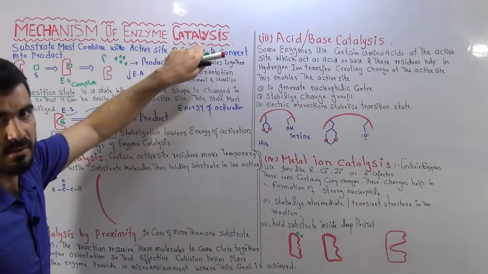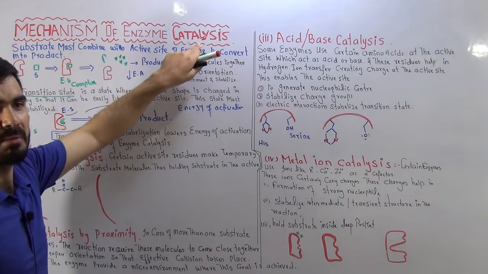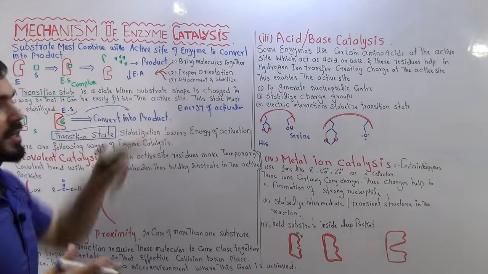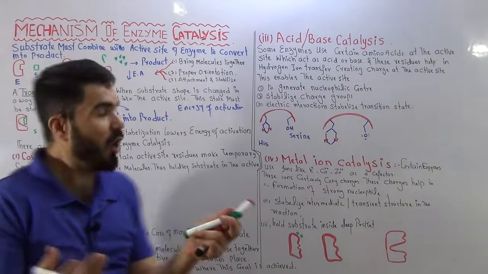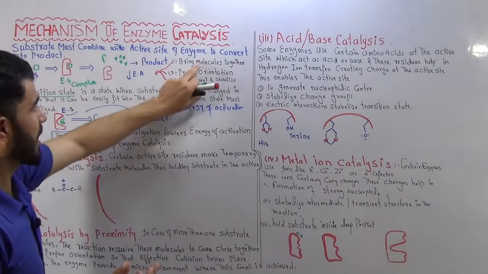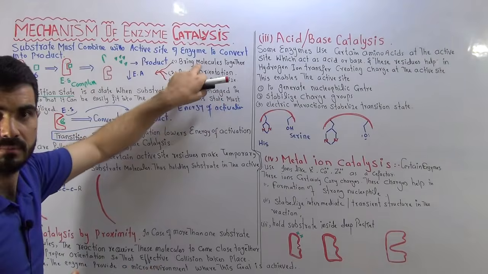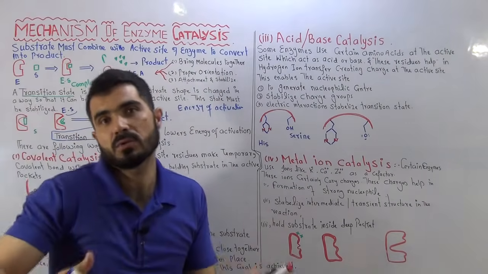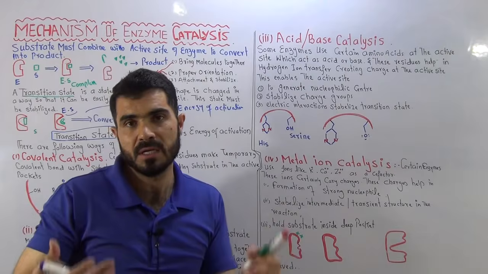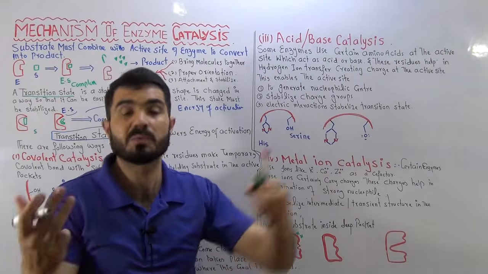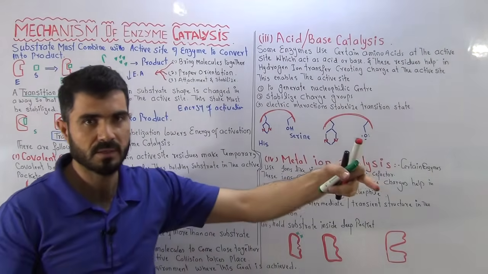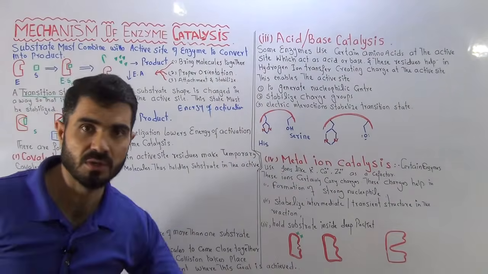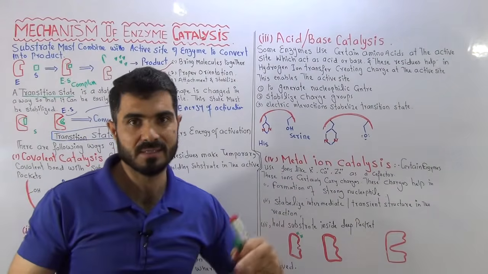This was generalized. Now I will become a little bit specific, in how many ways enzyme achieves these goals. In how many ways can an enzyme speed up a reaction? In how many ways does an enzyme decrease the energy of activation? In how many ways does enzyme do so?